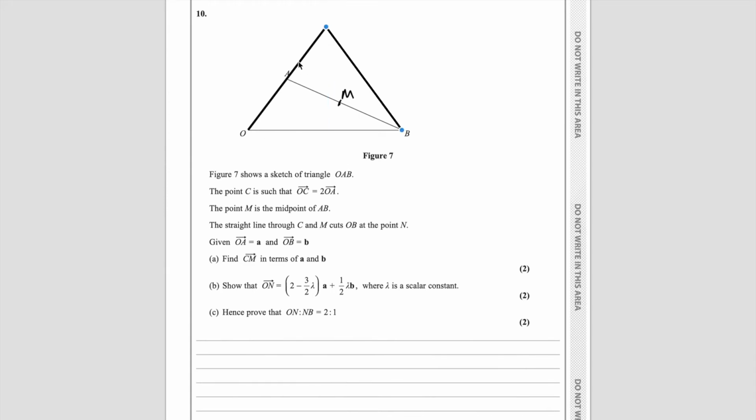So we have OA, and here we will have C, which we'll mark in now. And that will close in at B, and then we have M as the midpoint of AB. And we're told that the straight line through C and M cuts OB at the point N. So we need another line going through C and M, and that's going to cut OB. So we have the point N here. And what we're asked to do in part A is to find CM in terms of A and B.